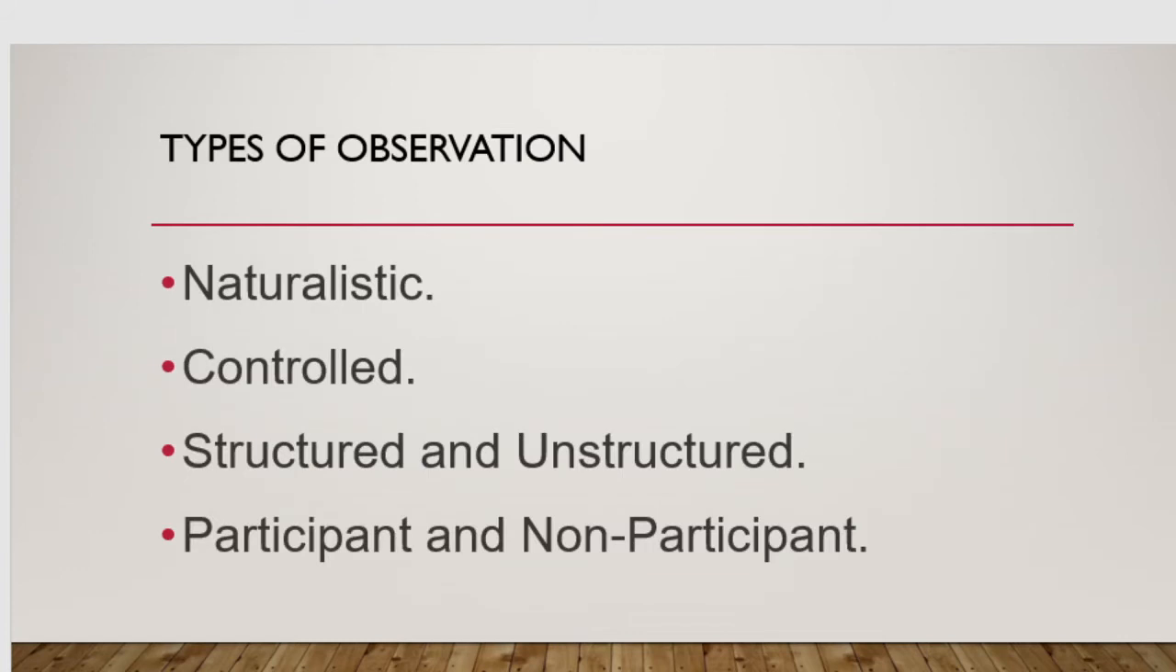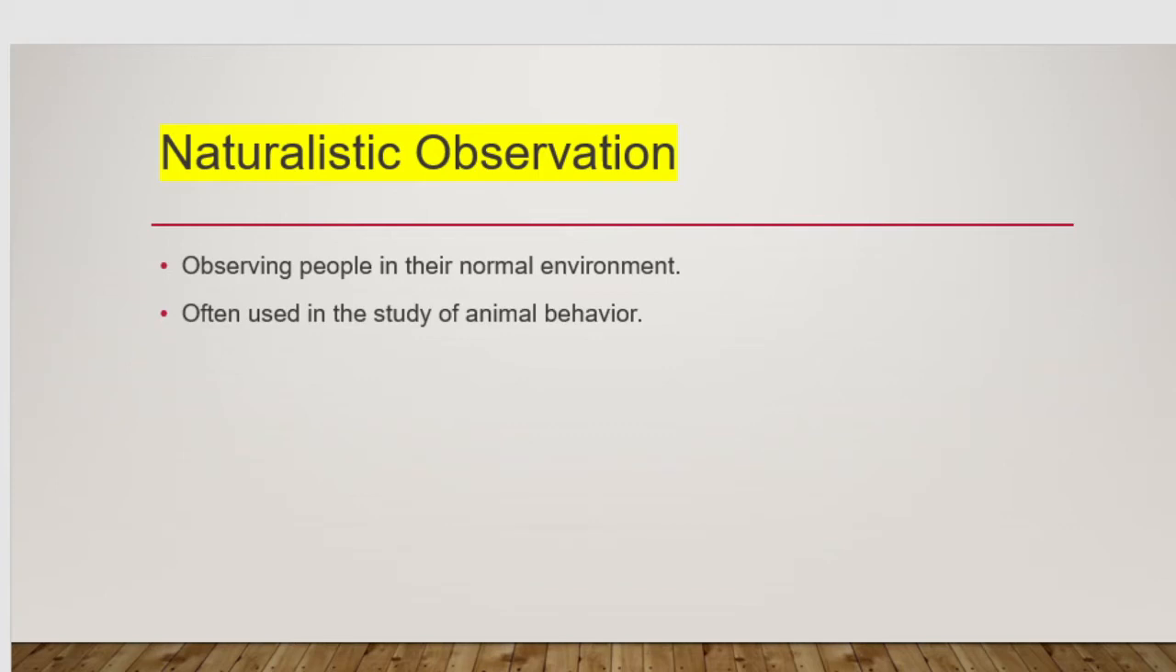So there are different types of observation like naturalistic observation, controlled observation, structured and unstructured observation, participatory or participant and non-participatory, which is also known as non-participant observation. So let's start with the naturalistic observation. Naturalistic observation is observing people in their normal environment, often used in the study of animal behavior.